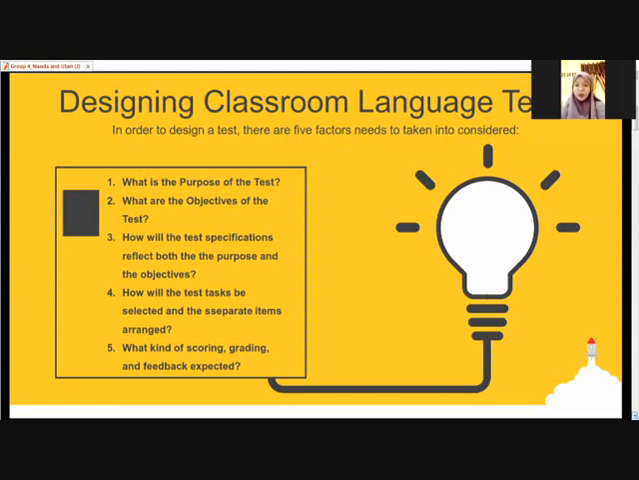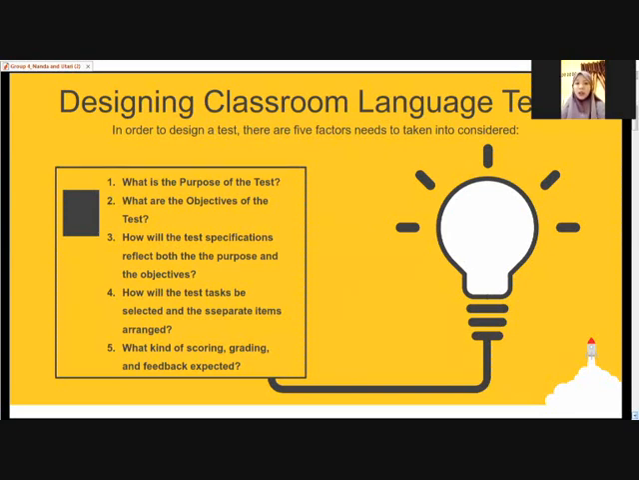The first is, what is the purpose of the task? Before we design the language task, we need to know the purpose of our task. So why am I creating this task, or why was it created by someone else? Is it for an evaluation of overall proficiency, or to place students into a course, or to measure achievement within a course? Once you have established the major purpose of the task, you can determine its objectives.